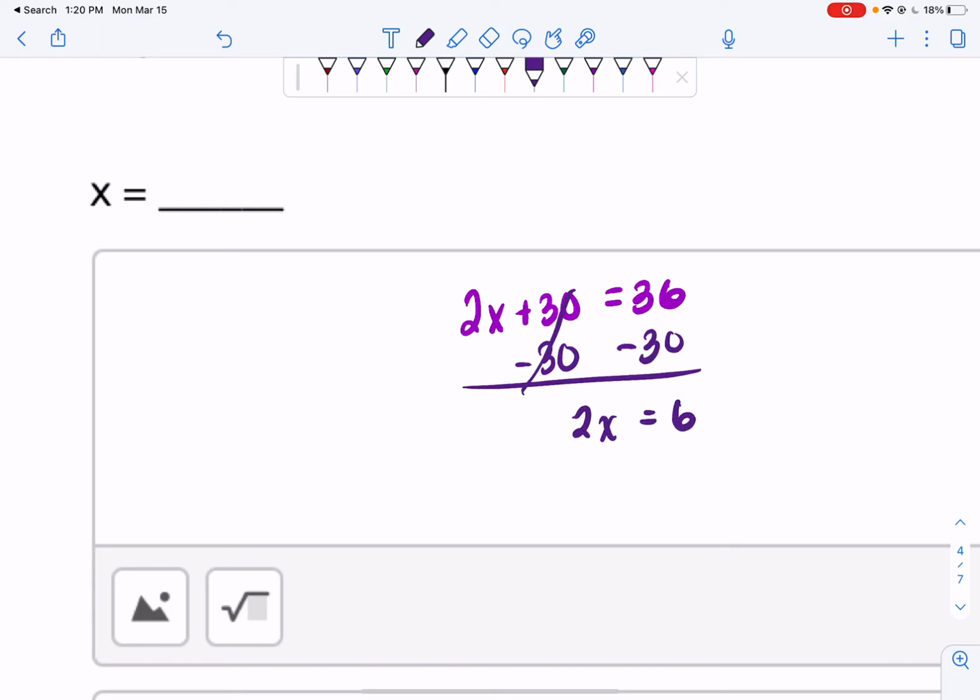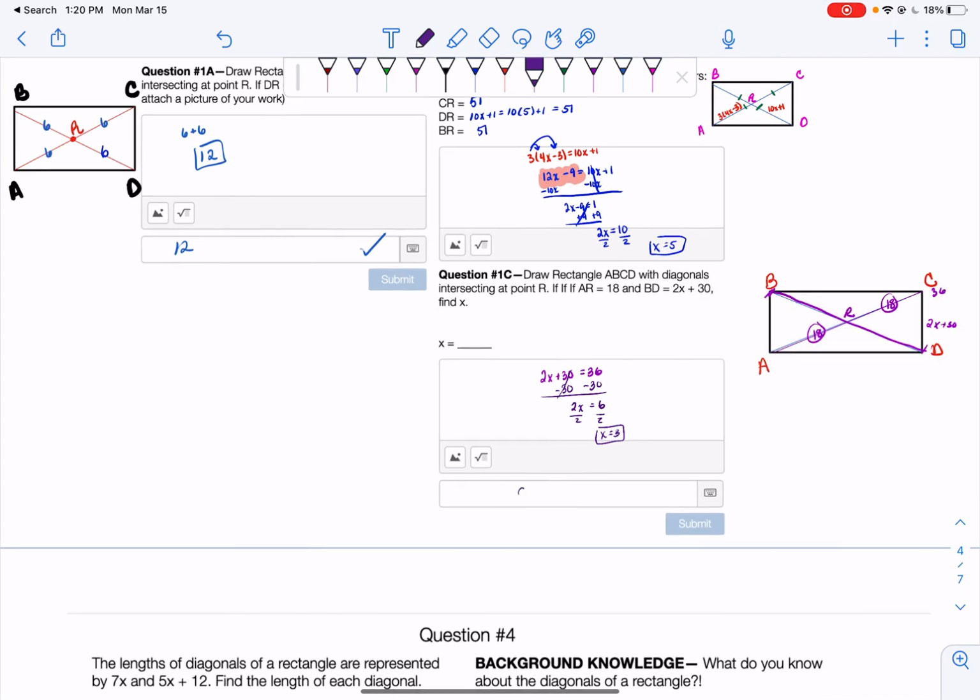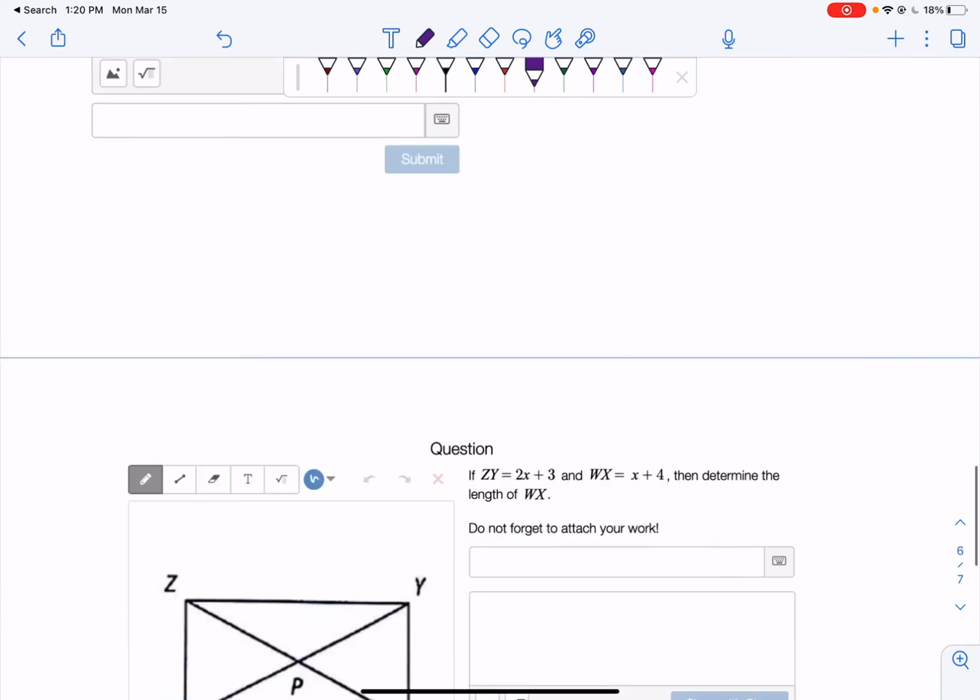Get 2x equals 6, and then divide both sides by 2. And that's your final answer. And don't forget to put a 3 right here and attach your work.